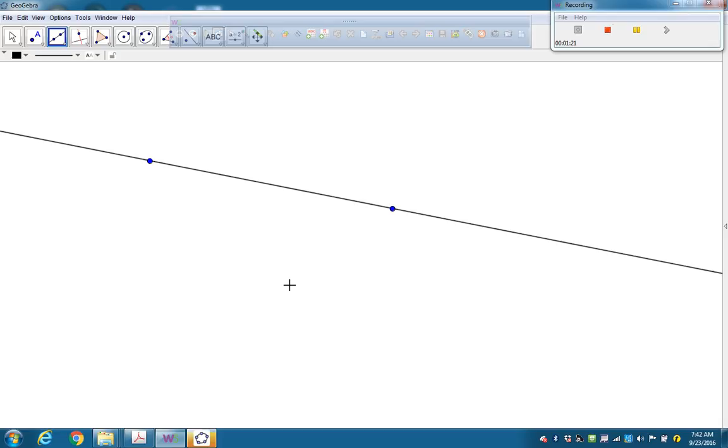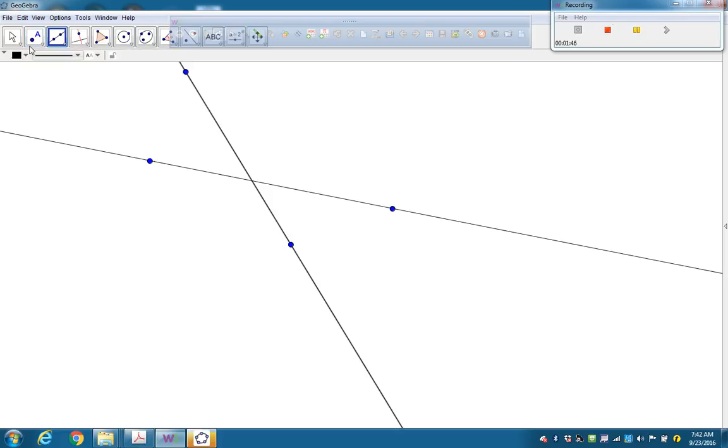Yes? You got it? Johnny? Doing it? Okay. And then make another line that intersects that line. Doesn't matter where you put it. Okay? So you have two lines. And then put a point at the intersection.